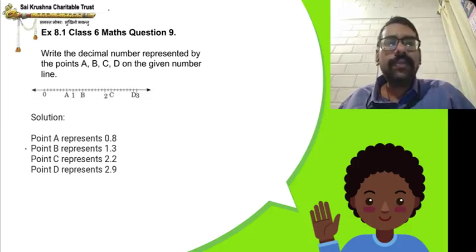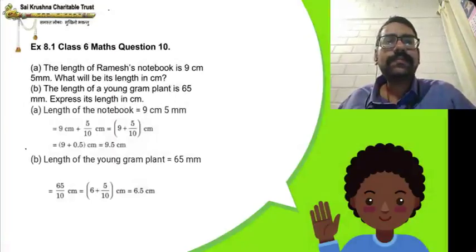Next, 2.2. Point D represents 2.9. So 2.1, 2.2, 2.3, 2.4, 2.5, 2.6, 2.7, 2.8. Then comes 2.9. So point D represents 2.9.